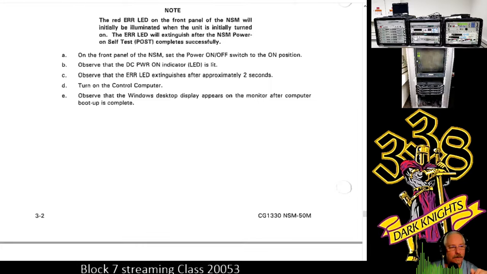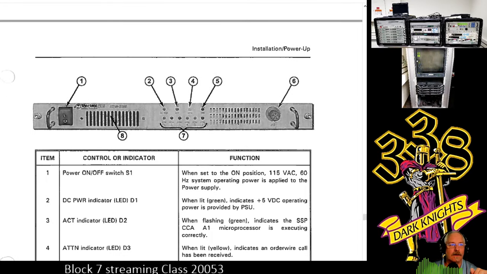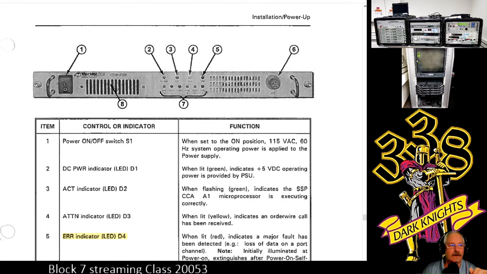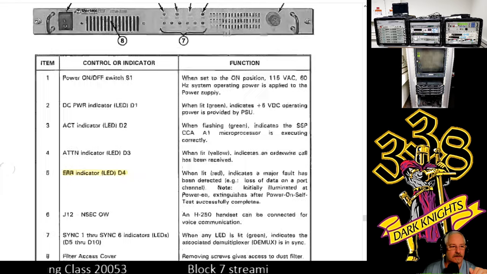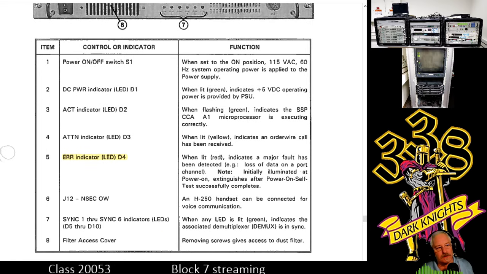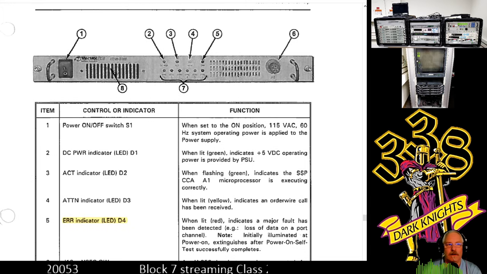And then we come to the front panel. Here are the LEDs that I was talking about. Normally, number 5 is your error light, and that is an indication that you've got some issues. And, of course, it goes through these 10 LEDs all together. All these are right in the middle of it and give you an indication of what's happening.